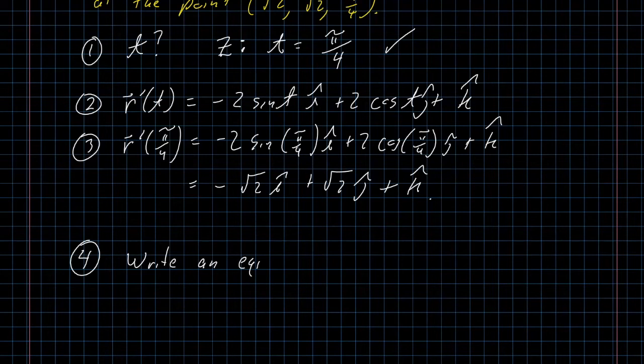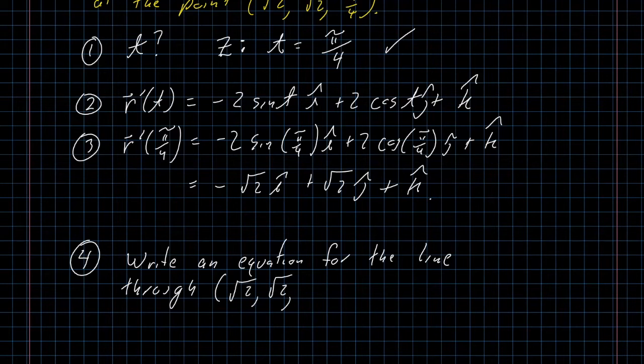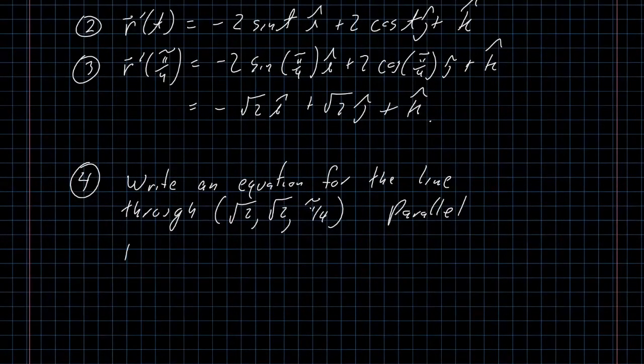write an equation for the line through square root of 2, square root of 2, pi over 4, parallel to the vector negative root 2 i plus root 2 j plus k. That's a problem that we know how to solve.